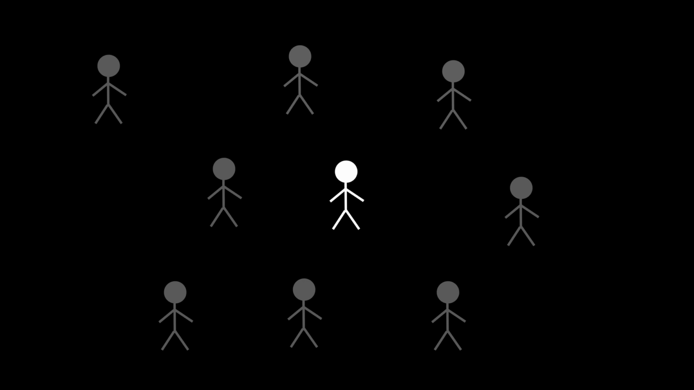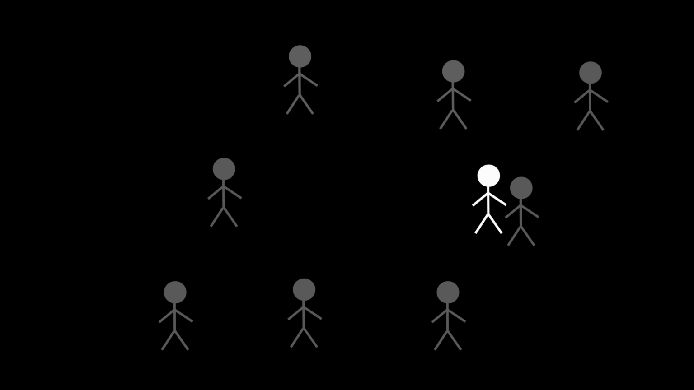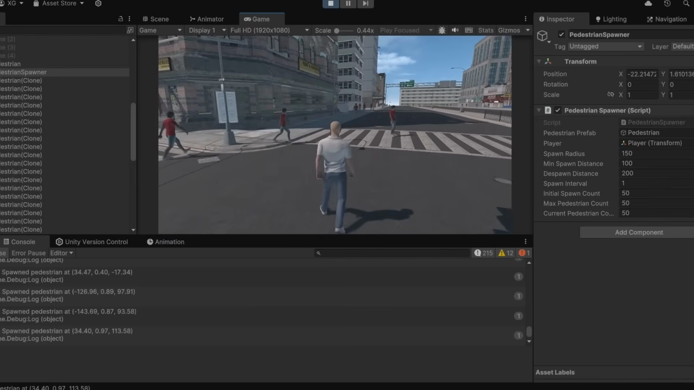Now 50 is the maximum limit of the number of pedestrians that should be around the player. When any of these pedestrians are more than 100 meters away from the player, they will get despawned. So that means the pedestrian count now goes below 50, so it will spawn another pedestrian and keeps repeating this process throughout the game. So the player will always be surrounded by pedestrians.